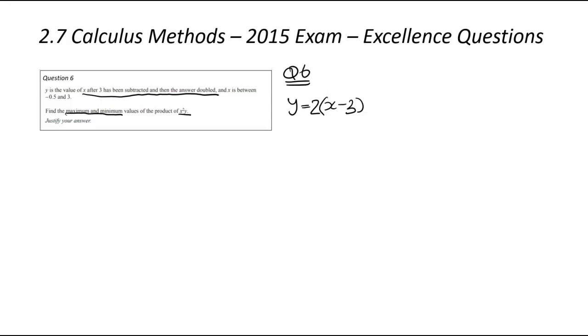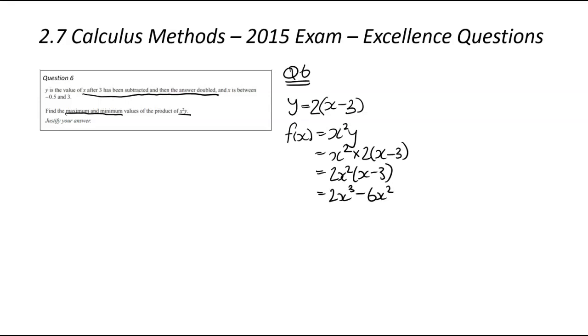So let's start off by forming that expression. So our function, f of x, is equal to x squared and y. And what I'm going to do is substitute this y in over here, get rid of the y, put in the x. So that means x squared times 2, and then in brackets x minus 3. That there is going to be equal to 2x squared, x minus 3, which is equal to 2x cubed minus 6x squared. So that there is our function.